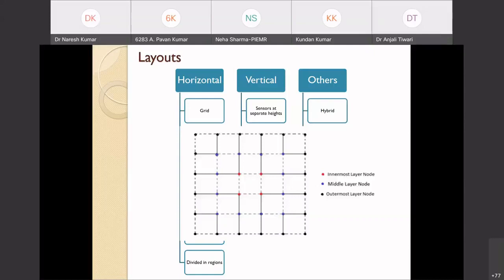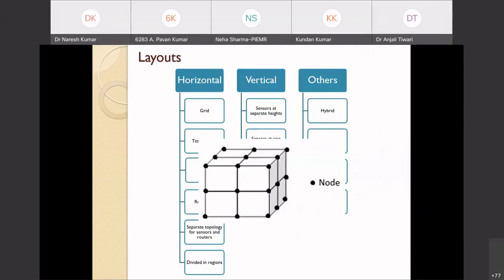And there is another one, which is a kind of 3D node. Other than the horizontal and vertical layout of the sensors in the greenhouse, a few other layouts are proposed, and a hybrid of both layouts can prove to be quite promising in monitoring of the greenhouse. Deployment at the horizontal level is possible, and deployment at the vertical level is also possible.